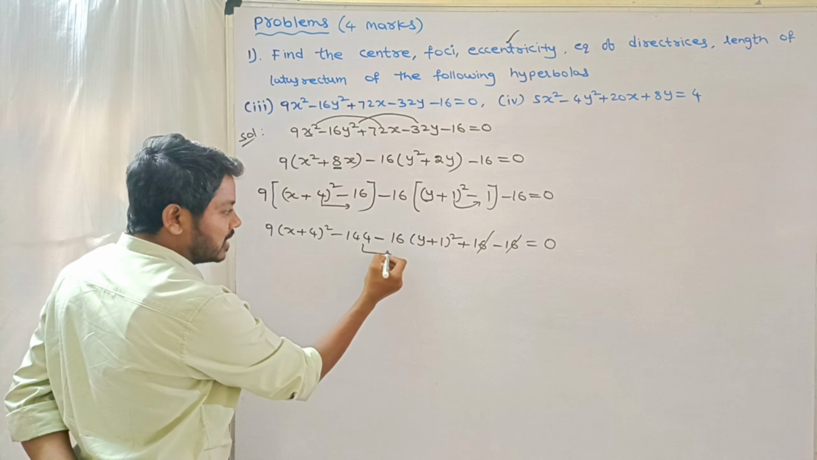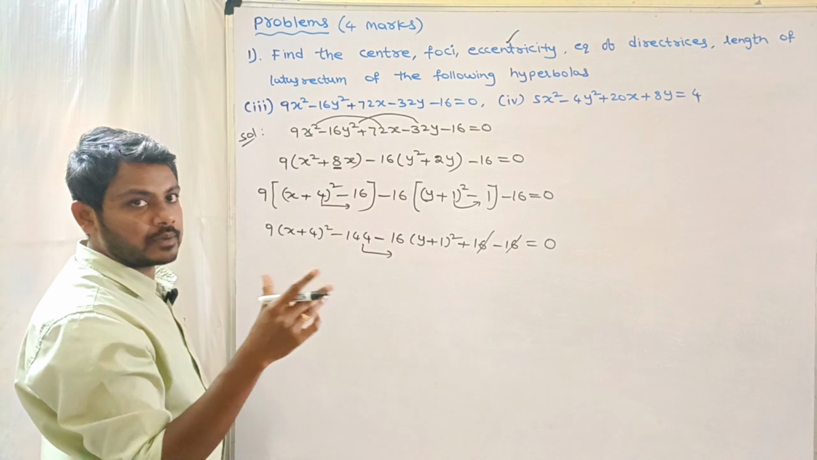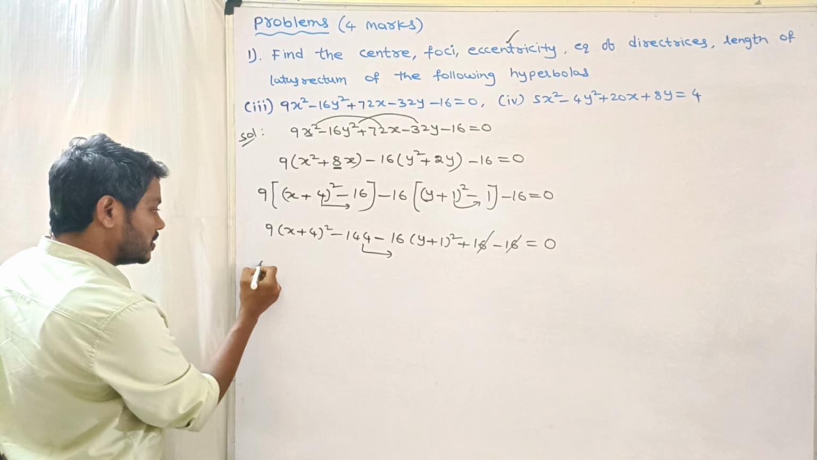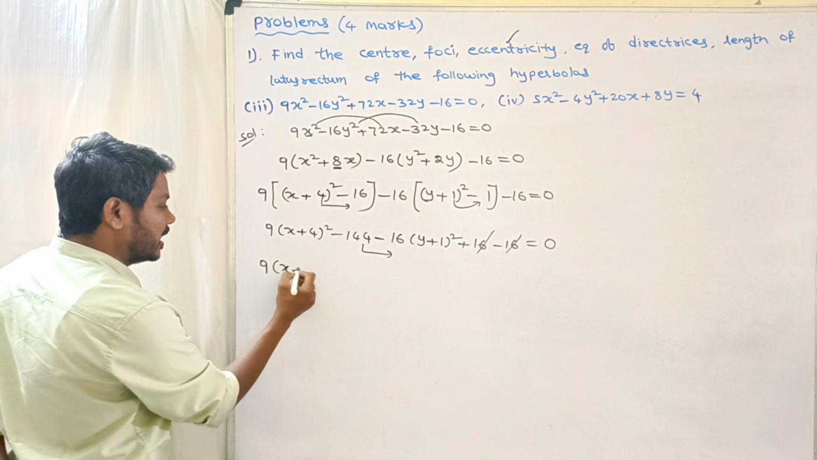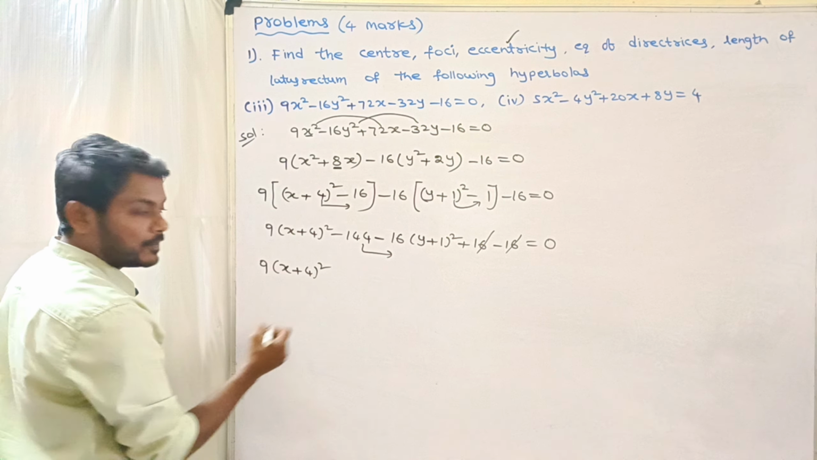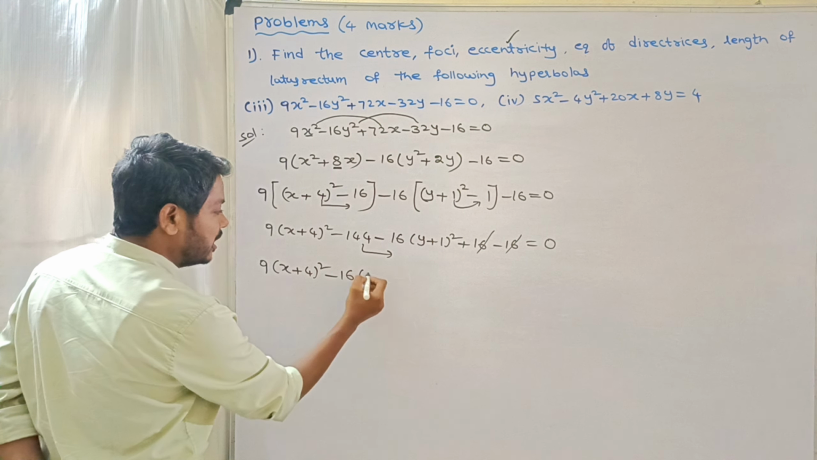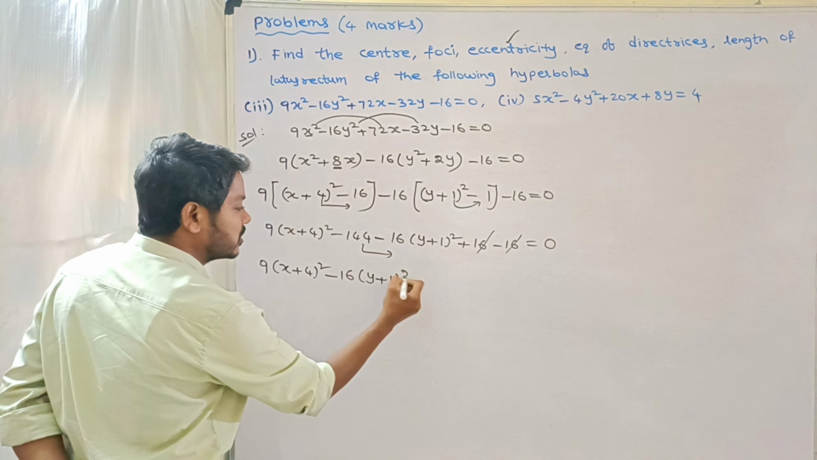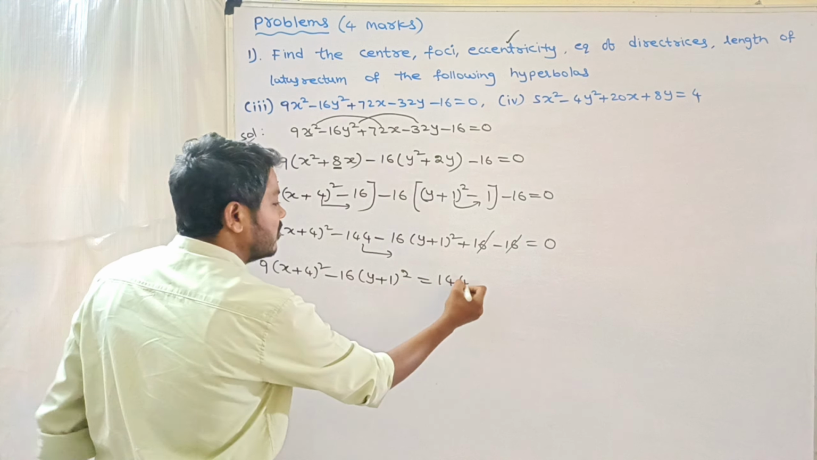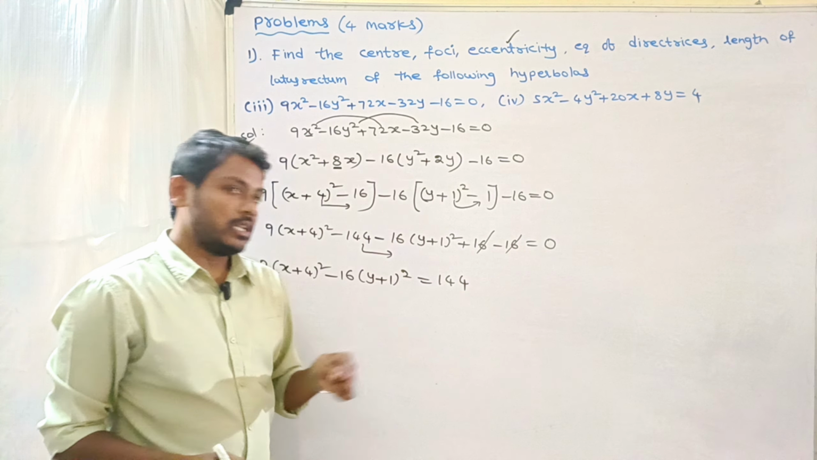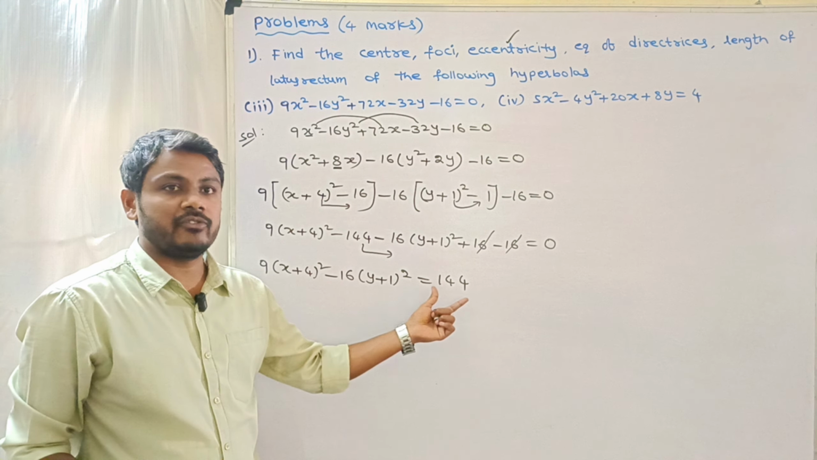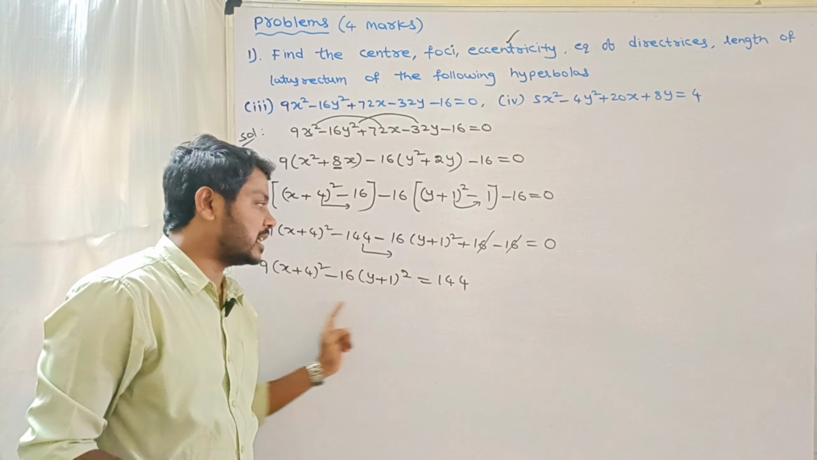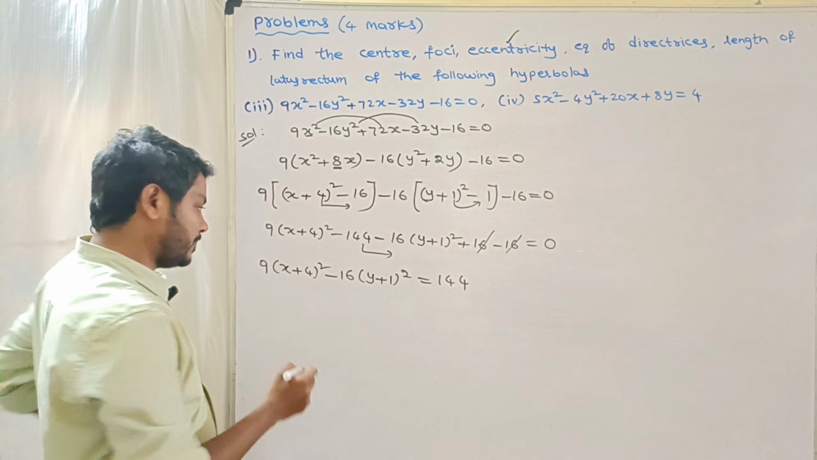Now we can send minus 144 to the right hand side. It becomes plus 144. So 9 into (x plus 4) whole square minus 16 into (y plus 1) whole square is equal to 144. Clearly the right hand side value is 144. We need to make it 1.